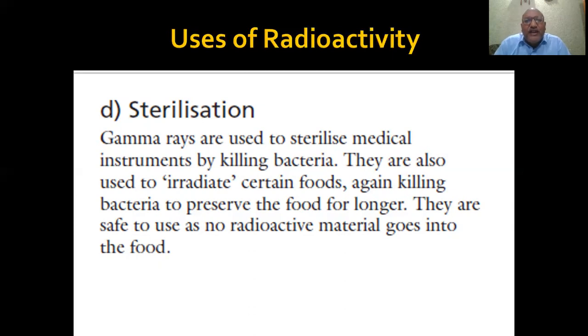Gamma rays are used to sterilize medical instruments by killing bacteria. They are also used to irradiate certain foods, again killing bacteria to preserve the food for longer. They are safe to use as no radioactive material goes into the food. This is not like a tracer in which the radioactive isotopes are injected into the food. No, the food is only subject to the radiation. We do not put the radioactive isotope into the food, okay? So that's why the food will be safe.